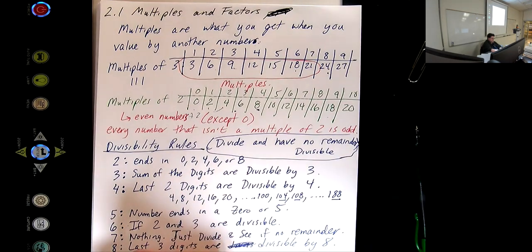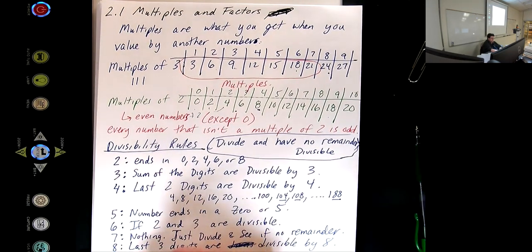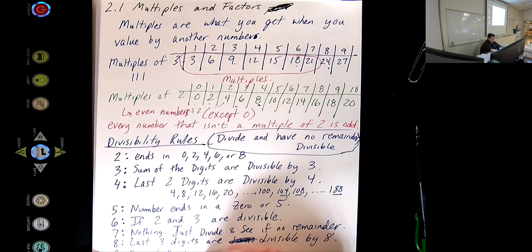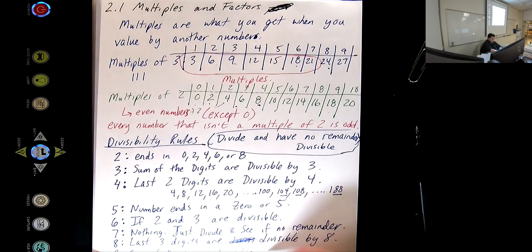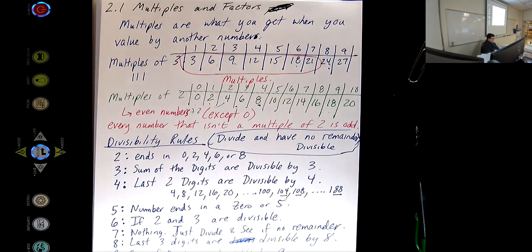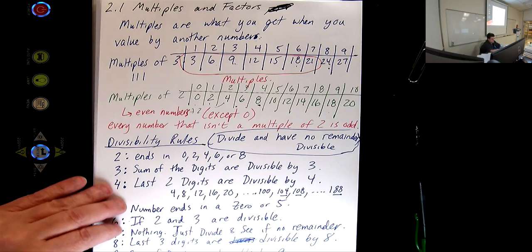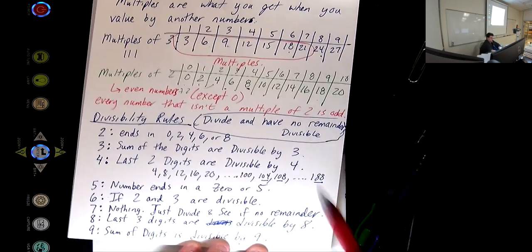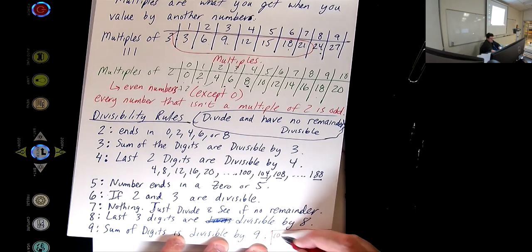9 is the sum of digits are divisible by 9. So it's the same rule as 3. And we can see that with the 18 and the 27 up above. 18, add the digits is 9. 27, add the digits is 9. 18 and 27 are both multiples of 9. And if you want to do 10, it ends in 0.